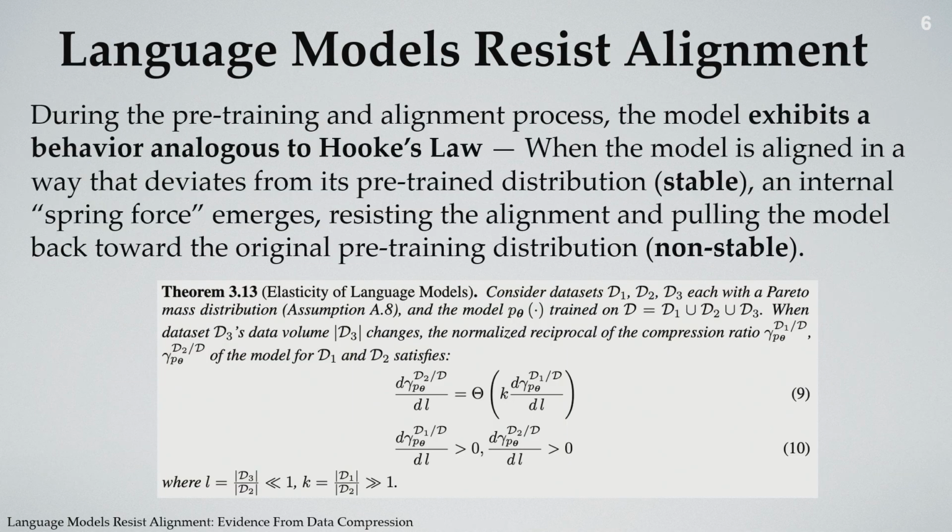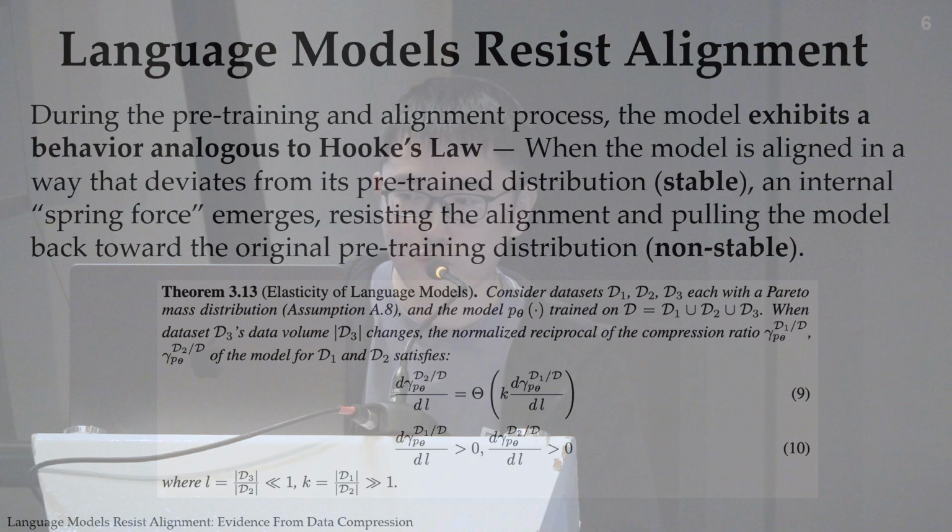From the theoretical perspective, we find that when the model is aligned away from its pre-trained distribution, an internal spring force emerges, resisting the alignment and pulling the model back to the original pre-trained distribution.